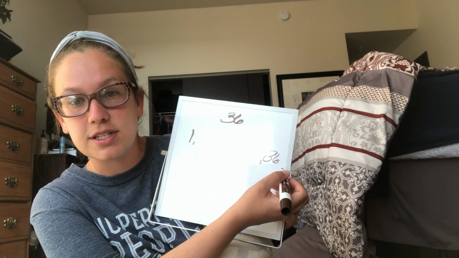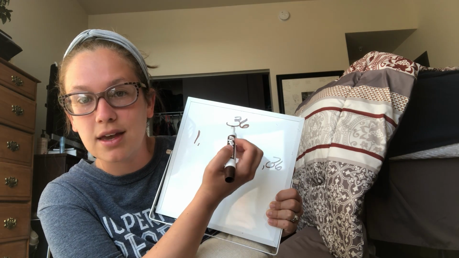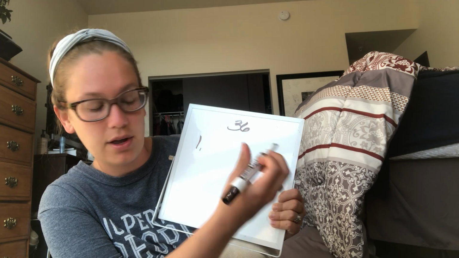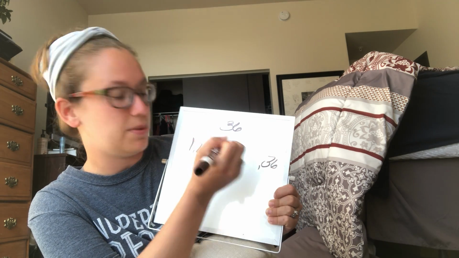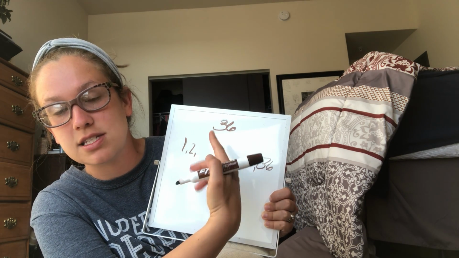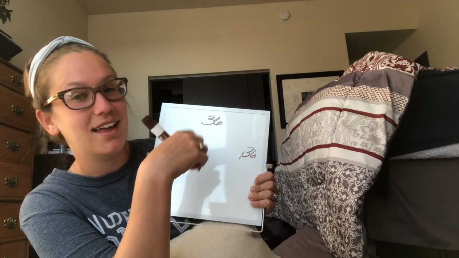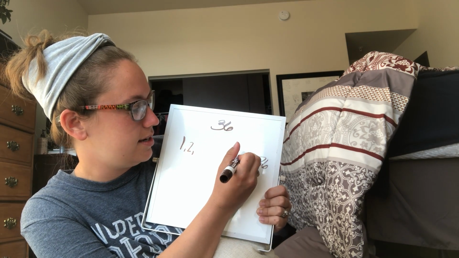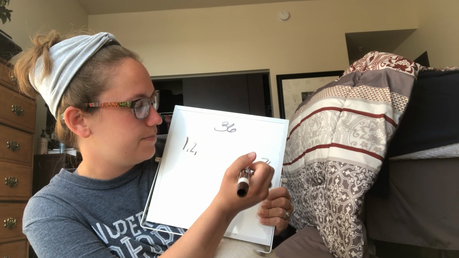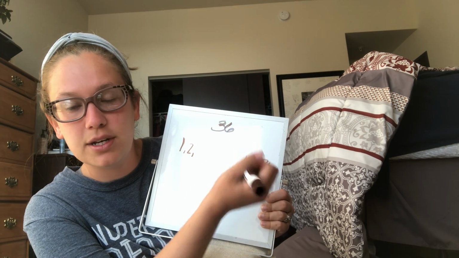Can 2 go into 36? Yes, because 36 is an even number. If I didn't know what to multiply 2 by, I could divide 36 by 2 and find that. I happen to know that it's 18. Write that there. Can 3 go into 36?